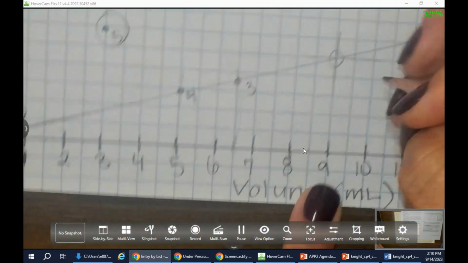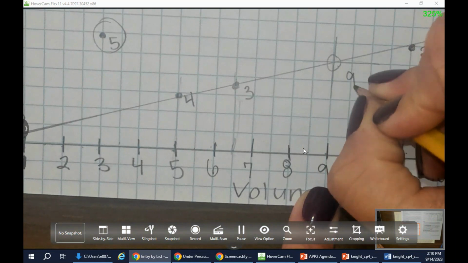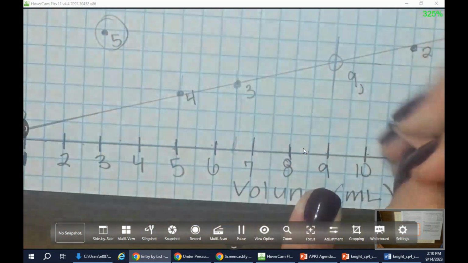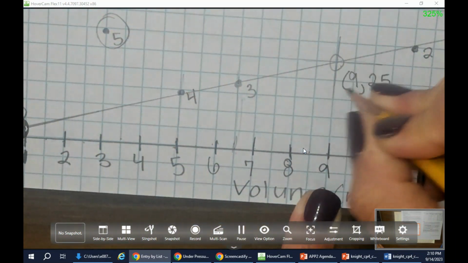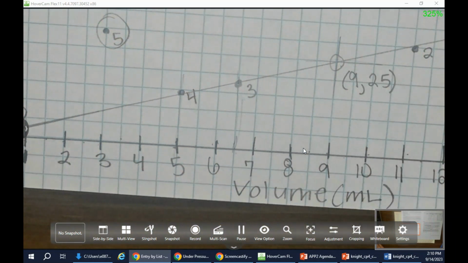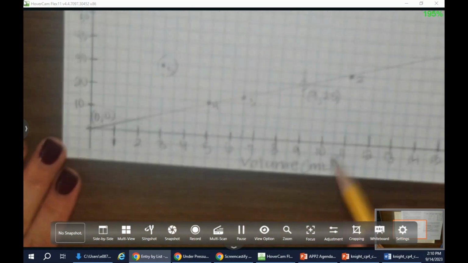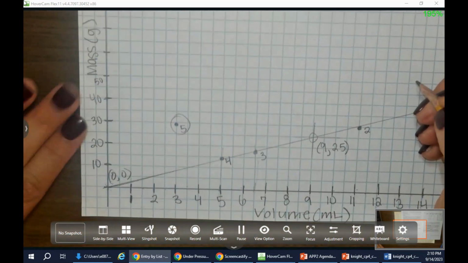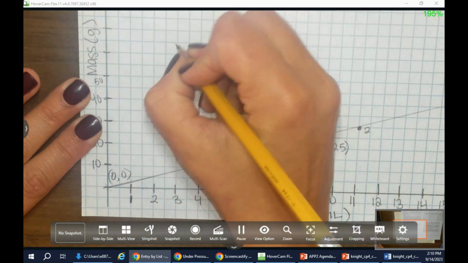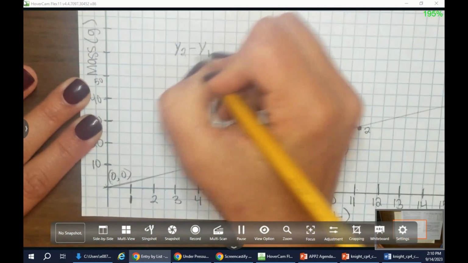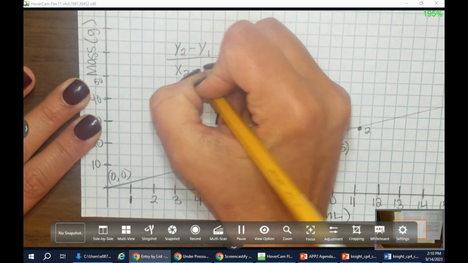So here I'm looking at mine. I have 9, and I look across, 25. Okay, so that's my ordered pair, and that's going to be what I use for my slope. Okay, so the next step, once you've done that, is you're going to be doing your slope formula. So you would do y2 minus y1 over x2 minus x1.